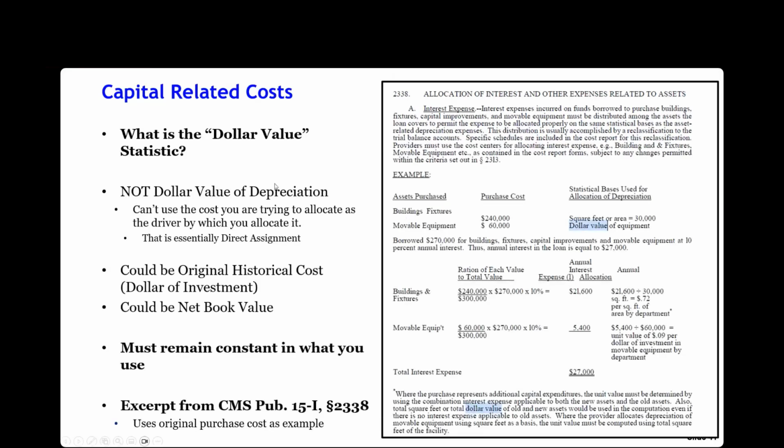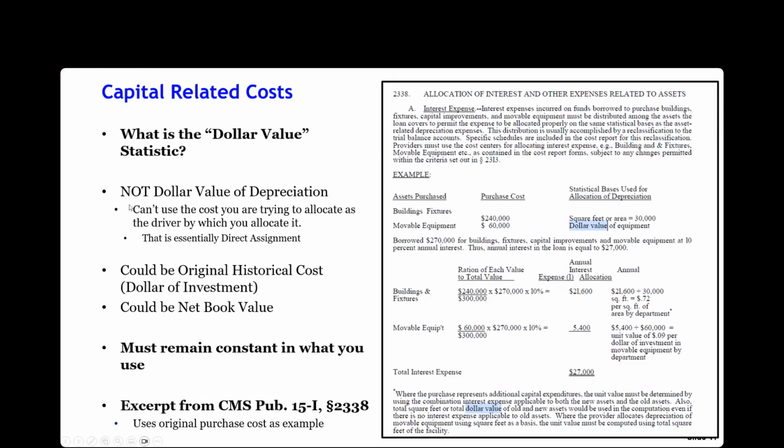One last thing on the capital related costs, and this is for the provider themselves, the hospital, how they're reporting it on B-1. Generally with movable equipment and buildings and fixtures, you might use square footage, but movable equipment could also use dollar value. The question here is, what really does dollar value mean? It can mean a lot of things. What does CMS intend it to mean? What do we need it to mean?